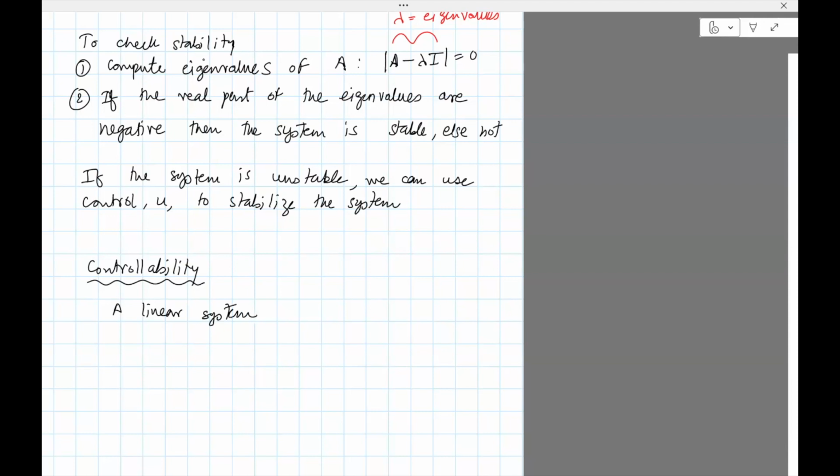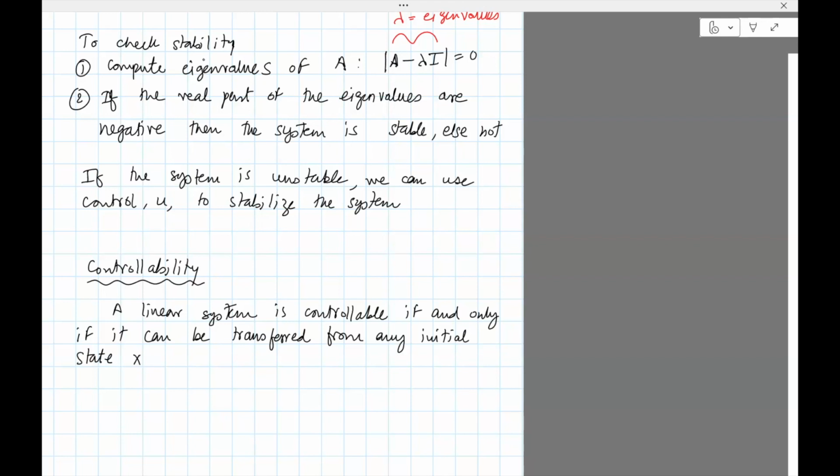system is controllable if and only if it can be transferred from any initial state, okay, so x equals, let's say, x0, to any terminal state, x equals x of t, in finite time.